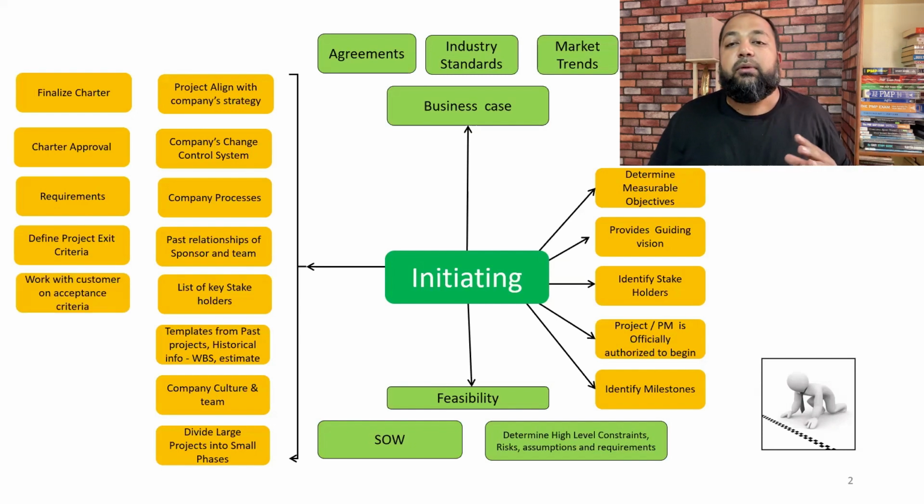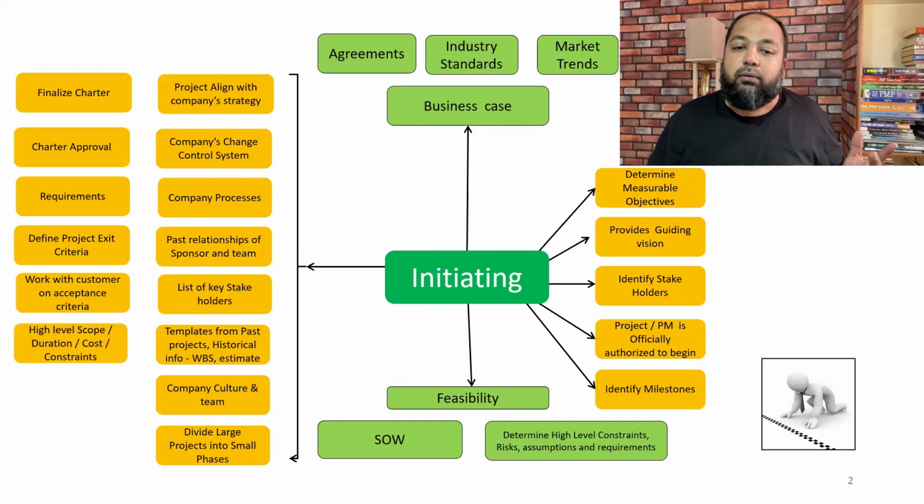Then work with the customer on the acceptance criteria. What is the acceptance criteria? How often will they come and check? We're going to call out all of these things. Then high level scope, duration, cost, and constraints are called out. When do they want the project to be delivered? What is the amount, and what is the scope?